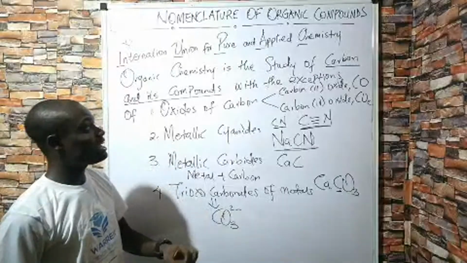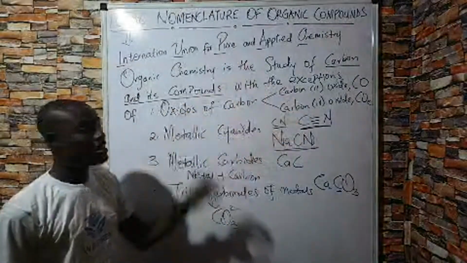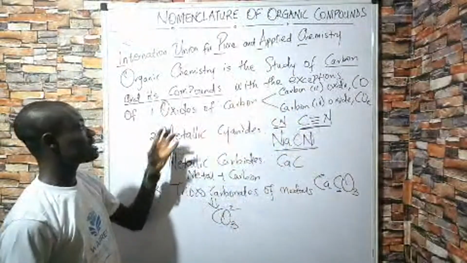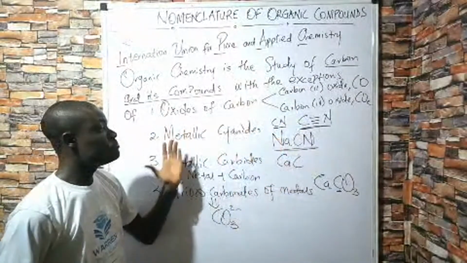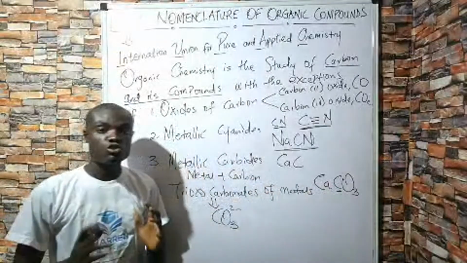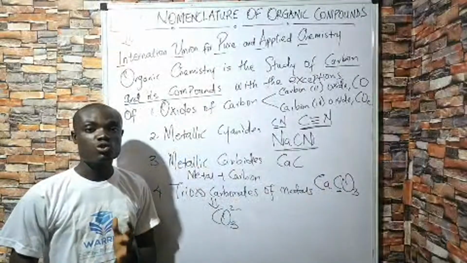So in essence, organic chemistry is simply the study of carbon and its compounds with certain exceptions, and those exceptions are the oxides of carbon, the metallic cyanides, the metallic carbides, and lastly the trioxocarbonates of metals. So that's basically what organic chemistry is.